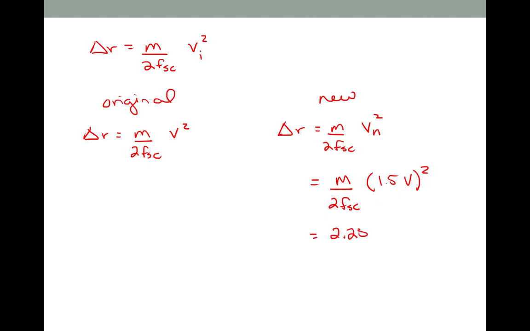So I get 2.25 multiplied by m over 2 times the friction times v squared. So my new delta r is 2.25, let me add some subscripts here, times my original delta r. So even though the velocity went from 1 to 1.5, the stopping distance went from 1 to 2.25. So more than doubled. And this does complete this part of this unit.